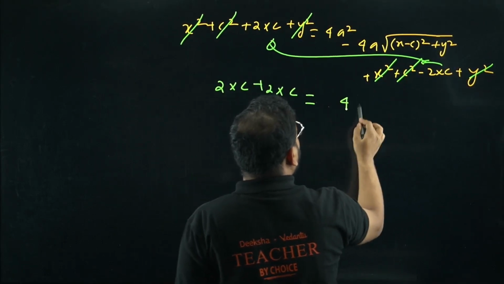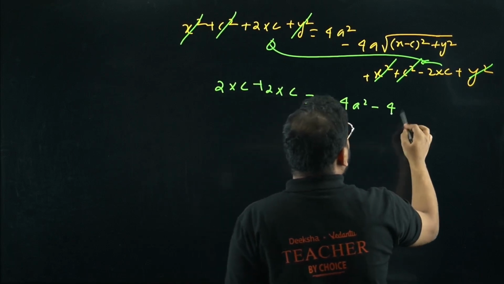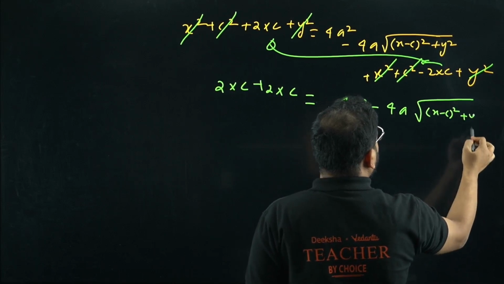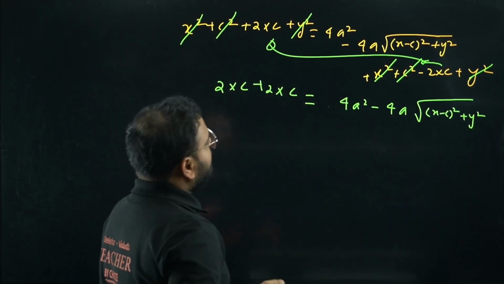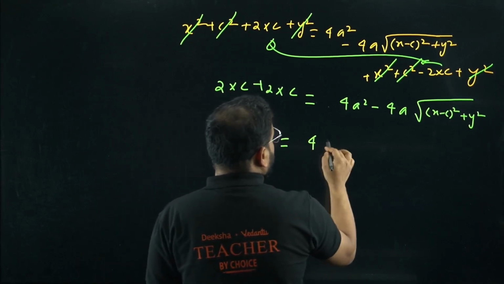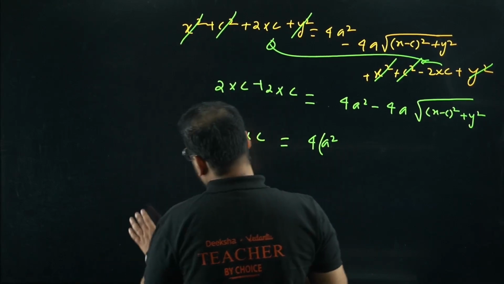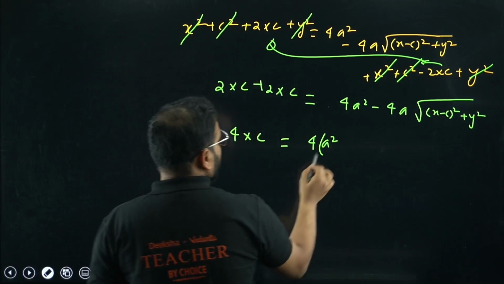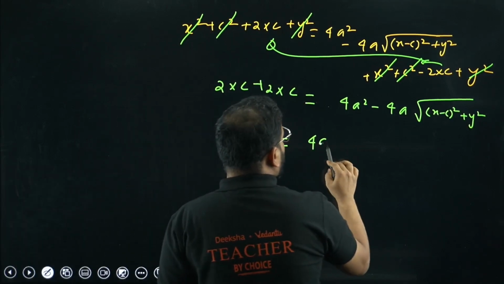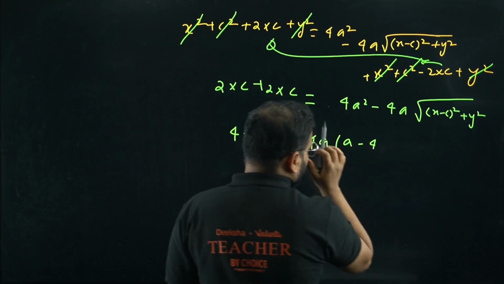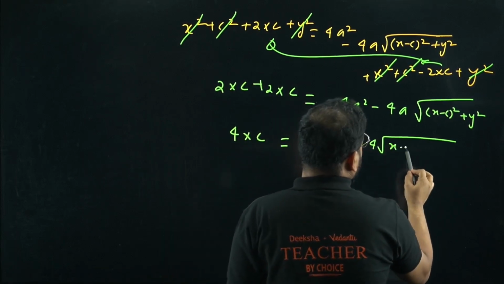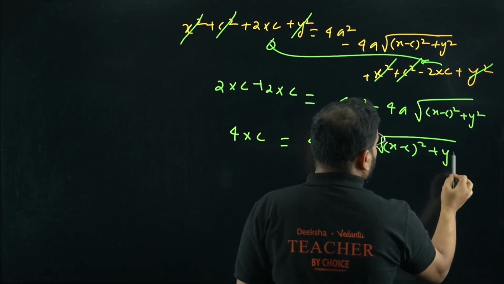What I have over here is 4a square minus 4a root of x minus c the whole square plus y square. Agreed? Okay. So cancel, here it will become 4xc equals 4 times a square. I can take a common here. Very simple. 4a will be common here. I get a minus 4 times this root. How much is this? x minus c the whole square plus y square.